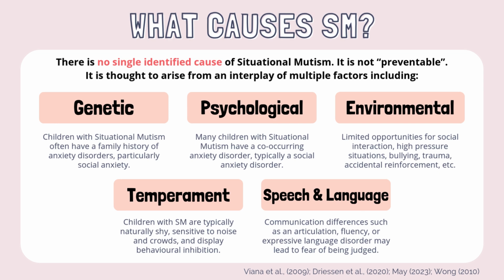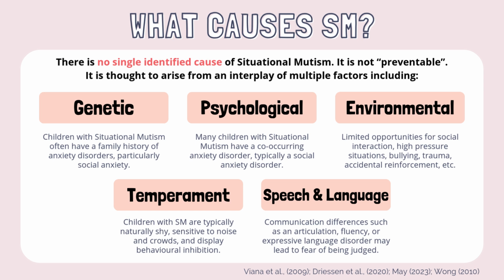So there's not one underlying cause of situational mutism, and it is not a preventable disorder. It is actually believed to arise from an interplay of multiple factors, which we will now discuss individually. There appears to be a genetic component, as many children with SM have a family history of anxiety disorders, specifically social anxiety. Dreisen and his colleagues conducted a meta-analysis which looked at 837 children, and their research found that 80% of children with SM were also diagnosed with an additional anxiety disorder, 69% of which was a social phobia.